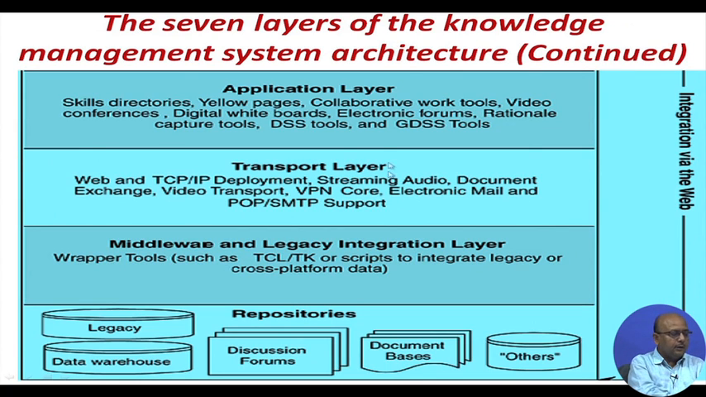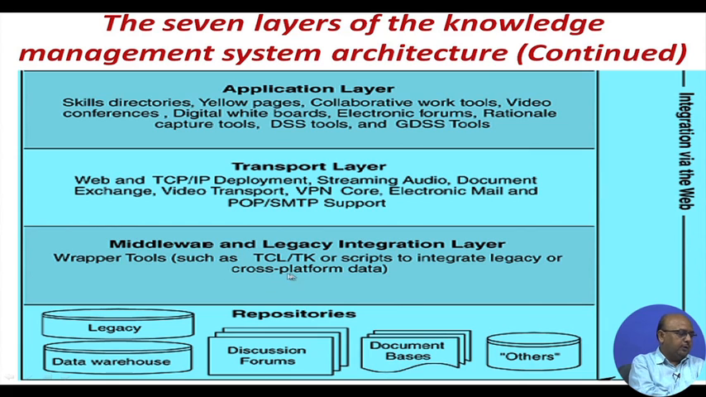Now, the fifth layer is the application layer, where you have different kinds of things like directories, yellow pages, tools, video conferences, digital whiteboards, electronic forms, which is basically the application layer. That is how the knowledge is transferred and shared. Then the transport layer. If you look at the transport layer, that is where hardware and software are involved. Like you have web technology, audio and document exchange, video transport, virtual private networks, emails and other kinds of support. Basically, this is the transport layer, and then you have the middleware and legacy integration layer.